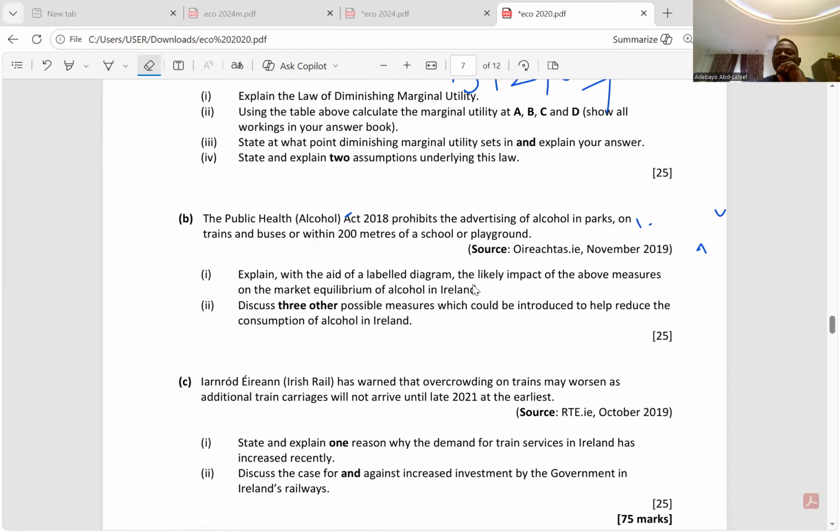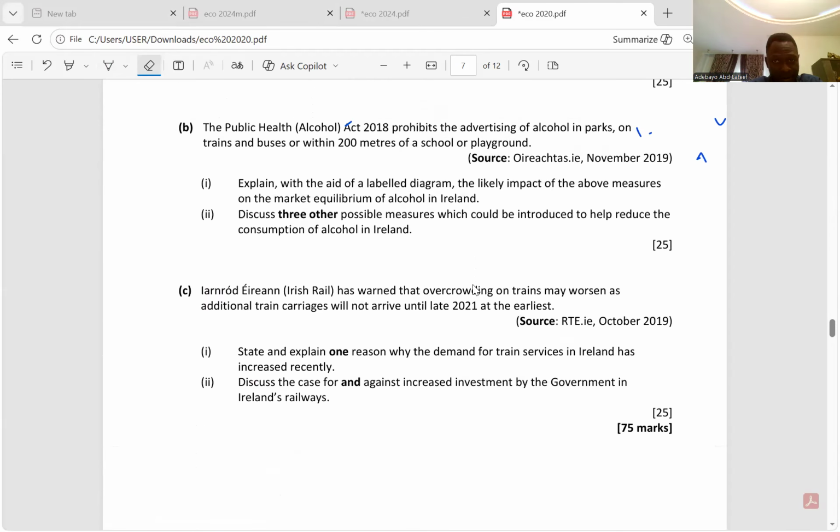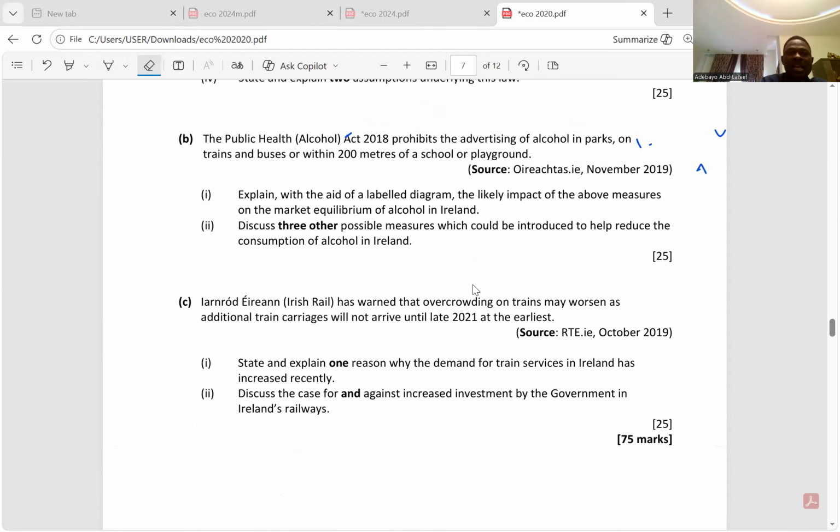With a ban on advertisement, it means a lot of people would not have information about alcohol in Ireland, and that would reduce the quantity demanded of alcohol in Ireland. So that will shift the demand curve leftward from D to D1, and the equilibrium price will reduce from PE to P1 because the quantity demanded would contract from QE to Q1. So we're going to draw a graph for that. The situation here needs a graph, and I'm going to draw the graph right now beside here.